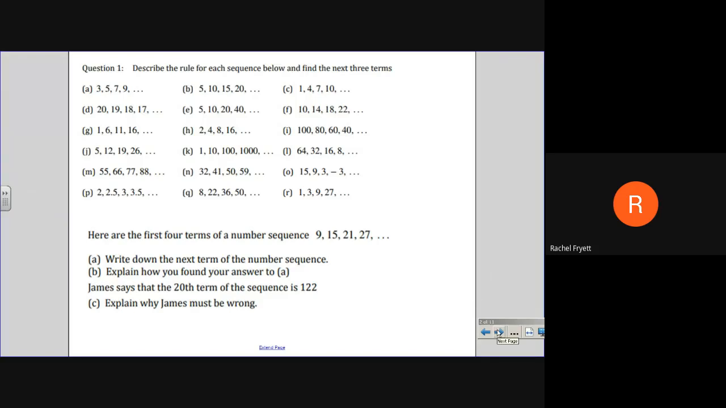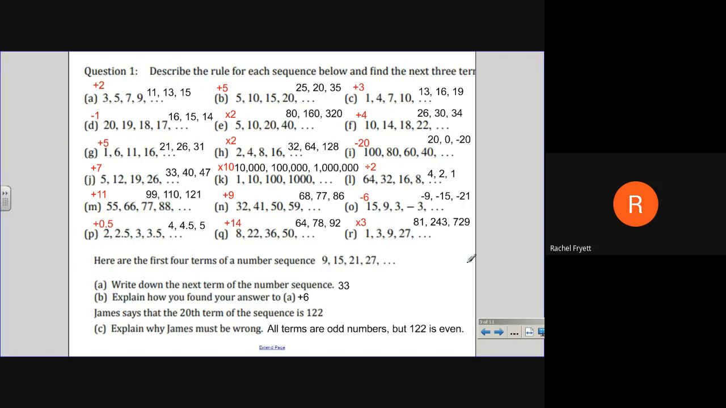Okay, and on the next page is going to be the answers. So, I know it looks a lot, but in black are the next 3 terms, and in red is the rule. So mark your work, please, have a go at that. And then the answers down here are there as well.